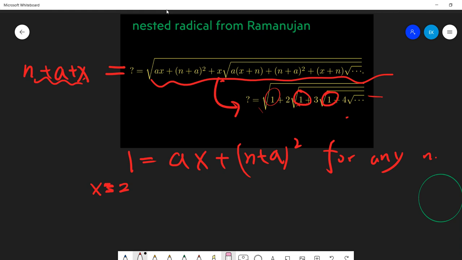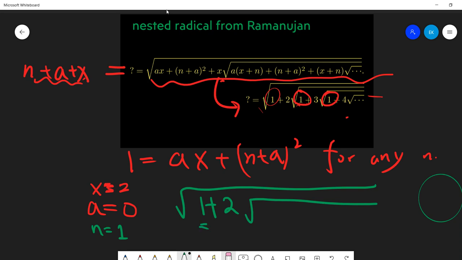So x can be chosen to be 2. And let's say a is 0. So if a is 0, then x equals 2, and the square root of the first term is 0, so you get n plus a squared. So n is the starting point. I can let n be 1, so you get 1 plus 2 times the square root of the same thing.